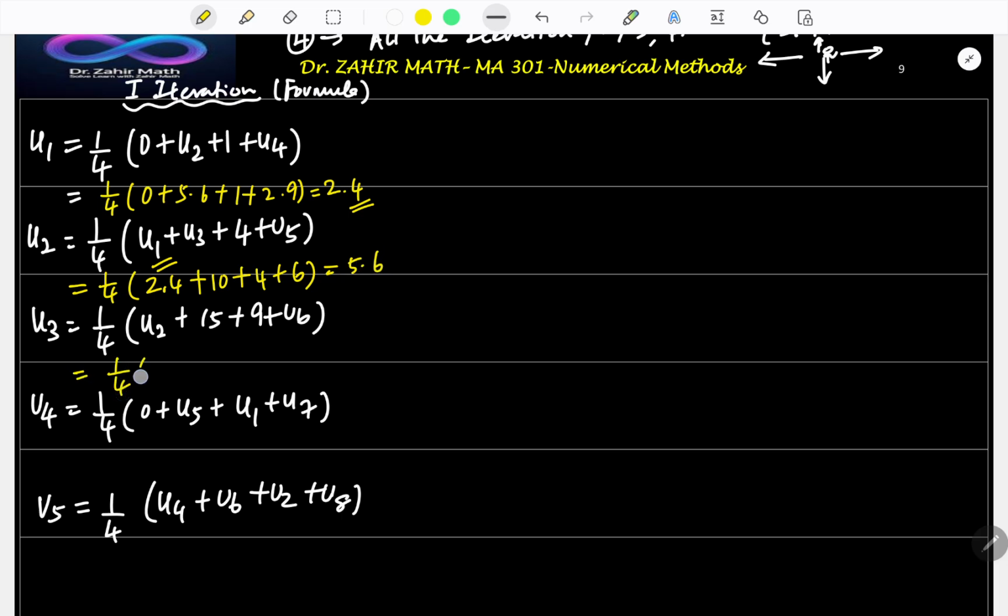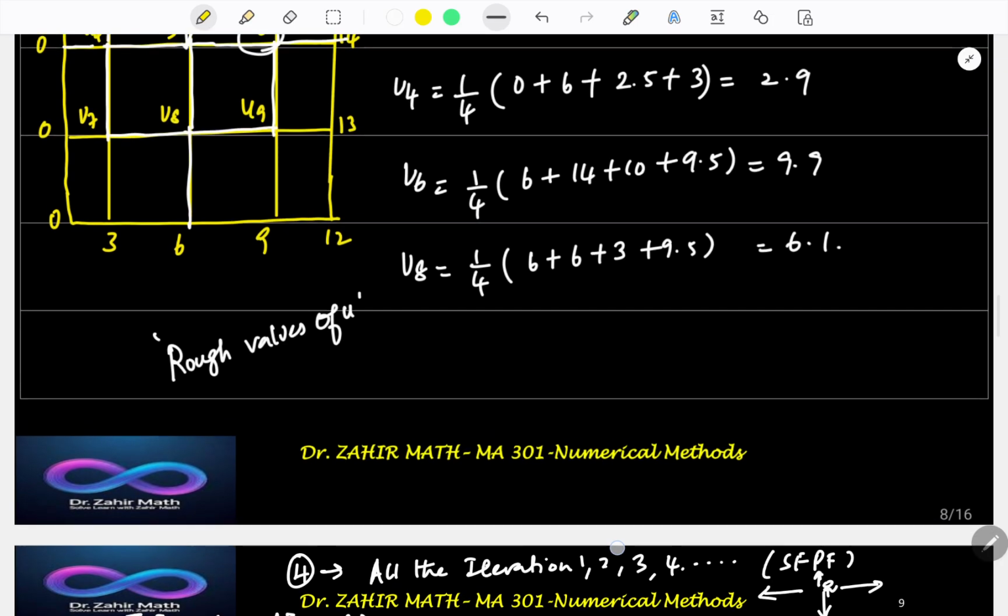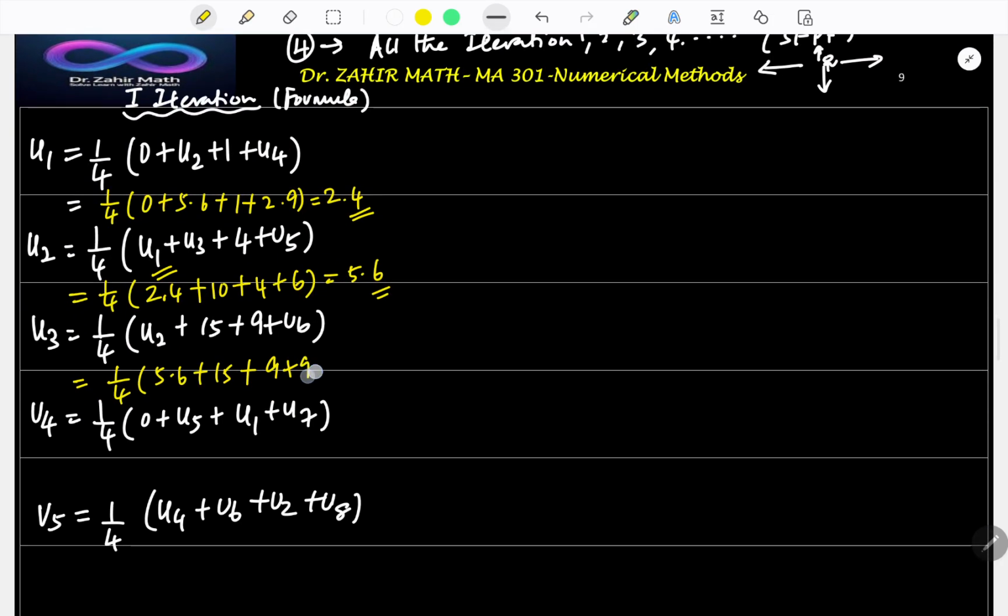Next, this is 1 by 4 bracket open. For u2, take the nearest value, which is 5.6, plus 15 plus 9 plus u6, taken from the previous step, which is 9.9. So u3 is 1 by 4 of 5.6 plus 15 plus 9 plus 9.9, which is equal to 9.9.